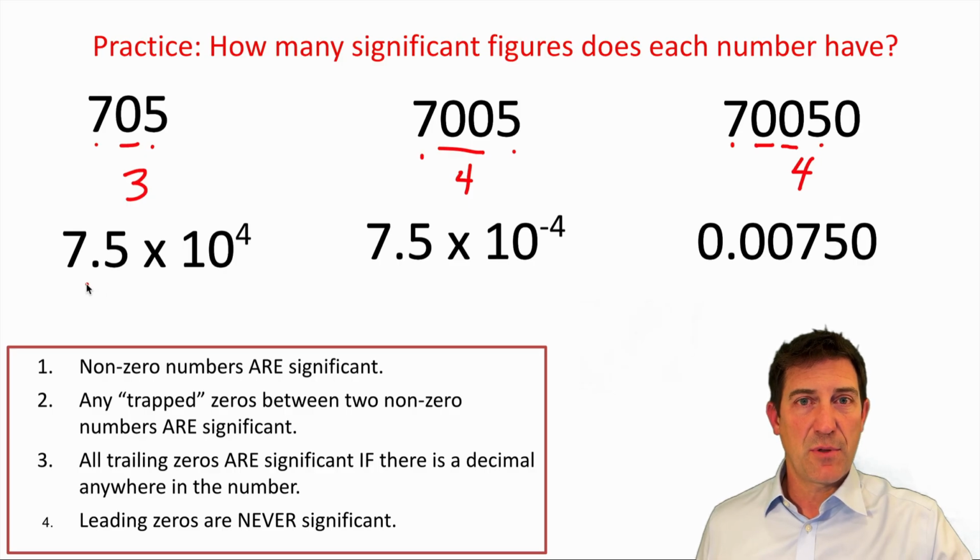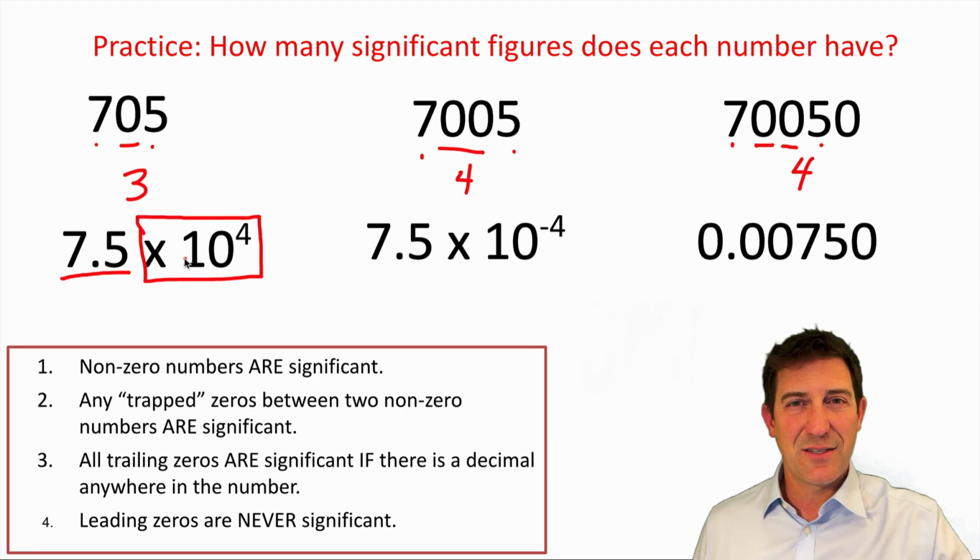Whoa, this is something new we haven't talked about yet. This is scientific notation. Now, this takes a little extra. In scientific notation, we only worry about the first part of the number. When we're counting significant figures, we don't worry about this. These are zeros and they're trailing zeros, and trailing zeros are not significant. So this has 2 significant figures, but let me show you that.